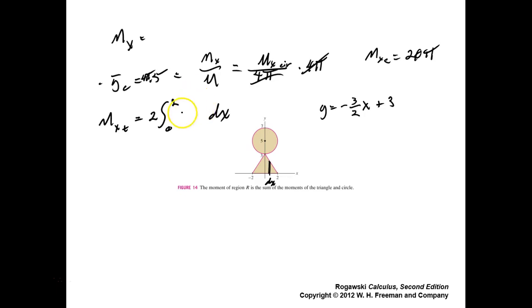Y. And the y is negative 3/2 x plus 3. That's ugly, isn't it? Don't answer that question.